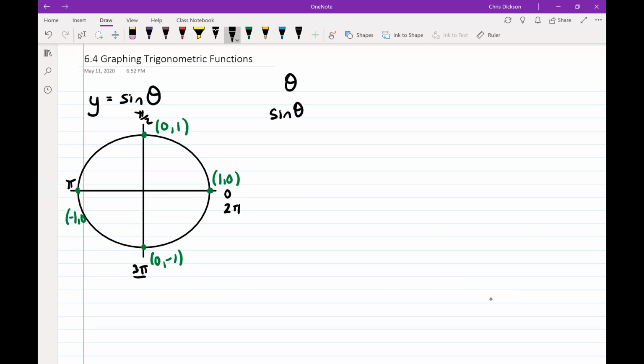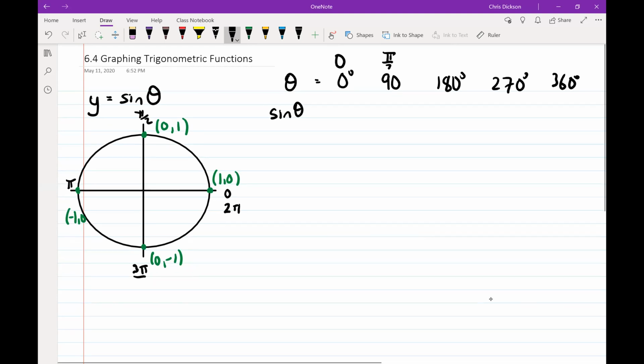I'm going to make my thetas 0, 90, 180, 270, and 360. And I'm also going to take a look at these in radians. So this is still 0, pi over 2, pi, 3 pi over 2, and 2 pi.